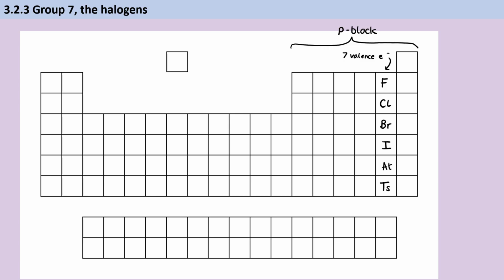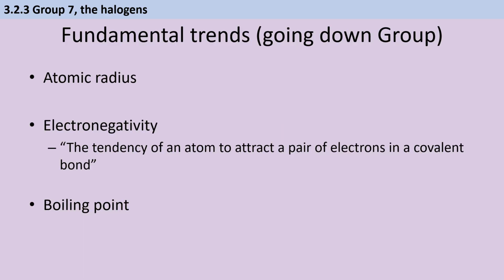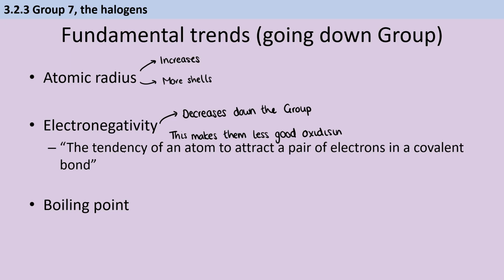Finally, we have the halogens, which are found in group 7 in the P block and all have 7 valence electrons. Just like group 2, as we go down the group, we're going to see an increased atomic radius because we're adding a new shell each time. Electronegativity is the tendency or power of an atom to attract a pair of electrons in a covalent bond towards itself, and fluorine is the most electronegative element in the whole periodic table, with electronegativity then decreasing as we go down the group. This also means that as we go down the group, things become steadily less good oxidizing agents, so fluorine is a very good one, astatine is a much poorer one.